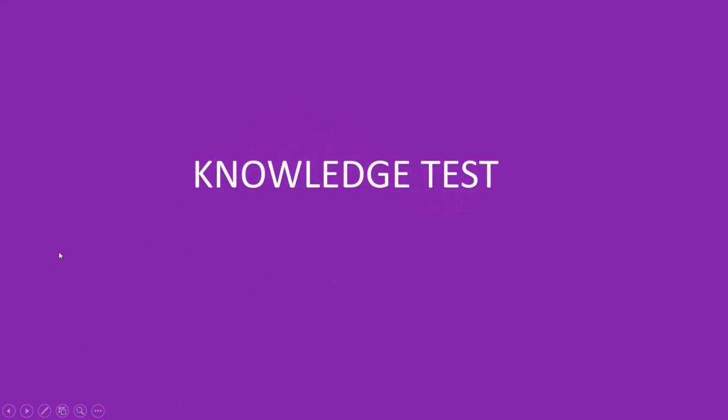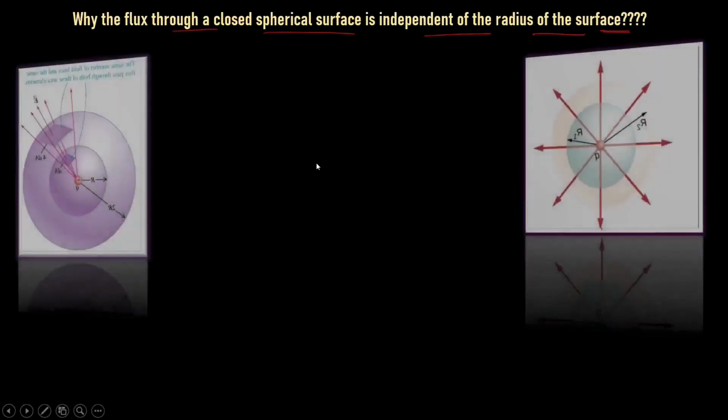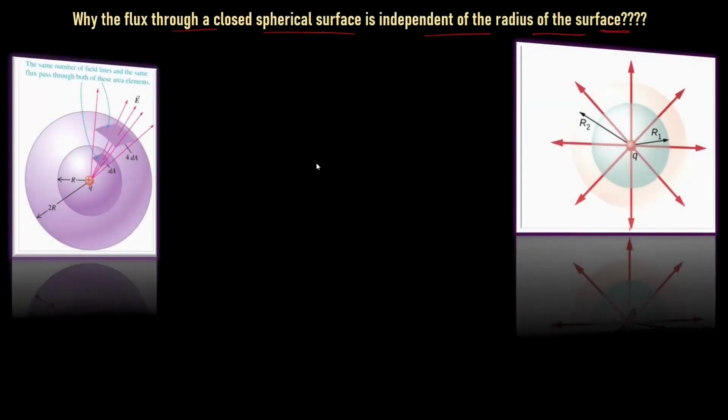Now next, let us have a knowledge test on how to deal with such problems of electric flux. The very first general case is: why is the flux through a closed spherical surface independent of the radius of the surface? It is the most obvious question that is asked in exams, that the flux is independent of the chosen surface area.